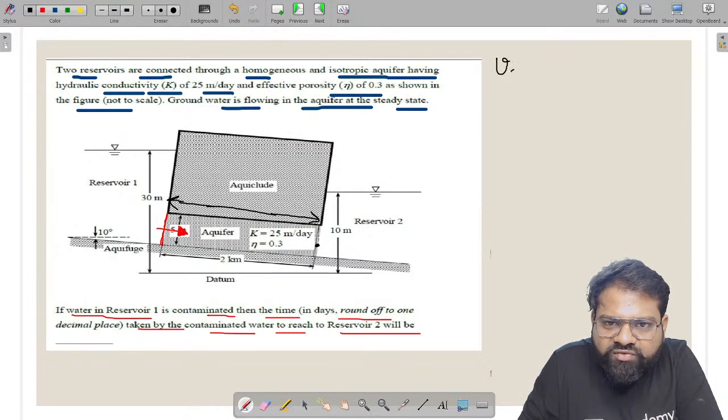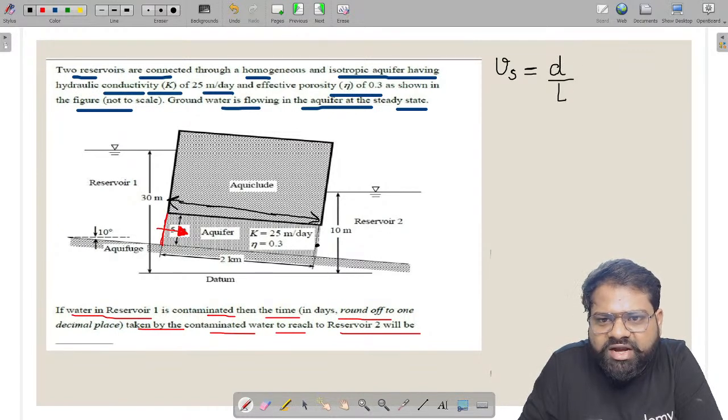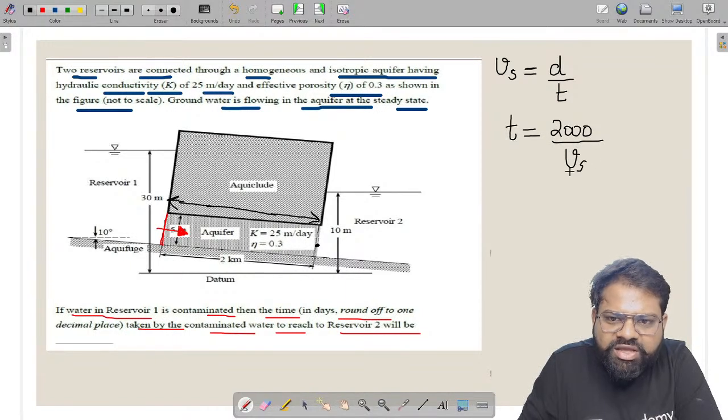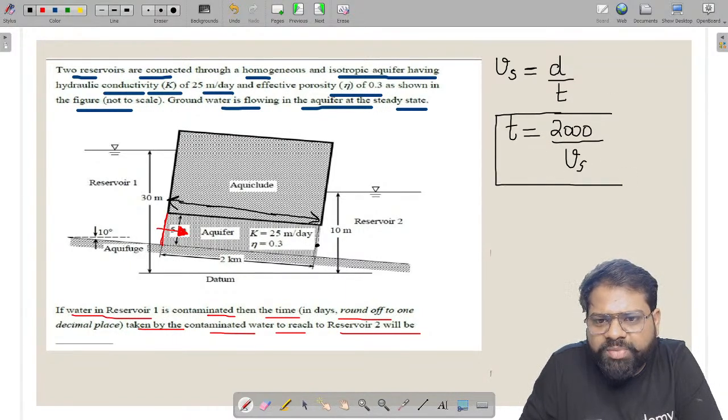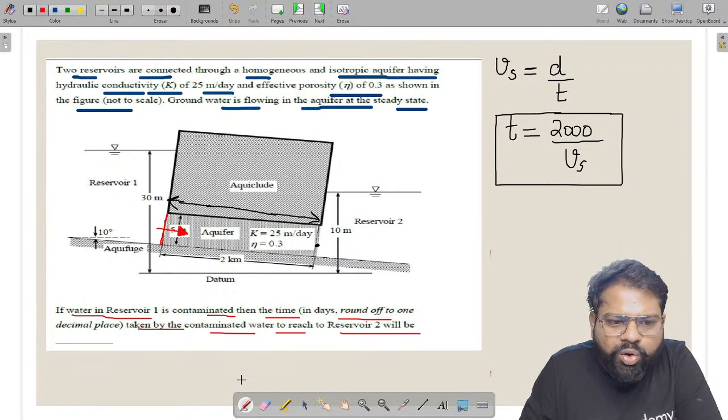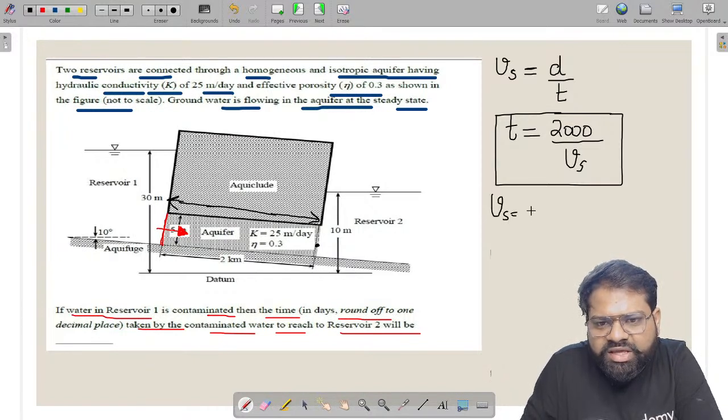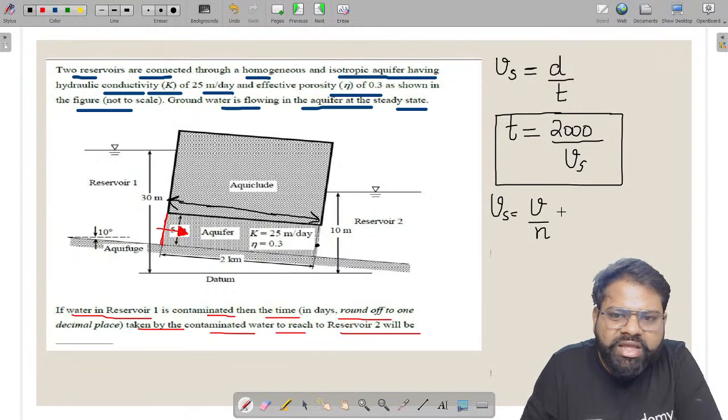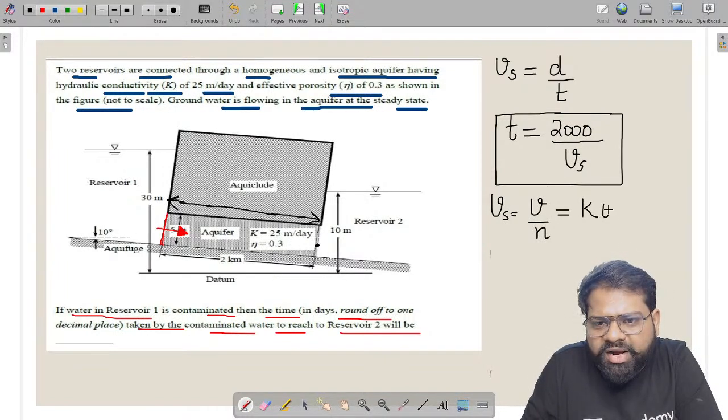It means the velocity of that contaminant will also be the seepage velocity. So the velocity of contaminant is equal to the seepage velocity. As you know, speed is equal to distance covered divided by time. The distance covered by the tracer is 2000 meter, and the seepage velocity Vs is not yet known. If I am able to find this Vs, I can find the time t. The seepage velocity is equal to the discharge velocity divided by porosity, and the discharge velocity is equal to the permeability of the soil multiplied by the hydraulic gradient.